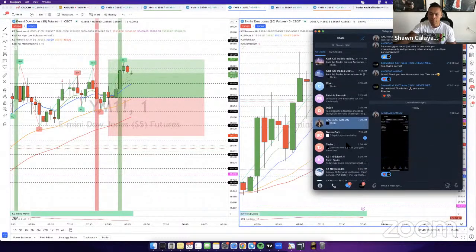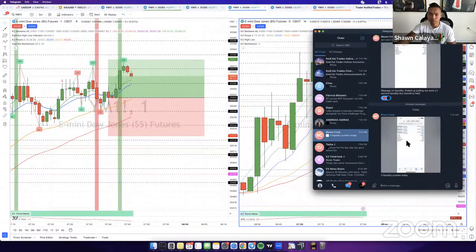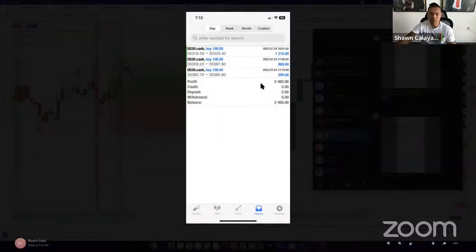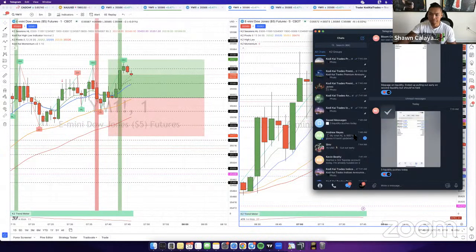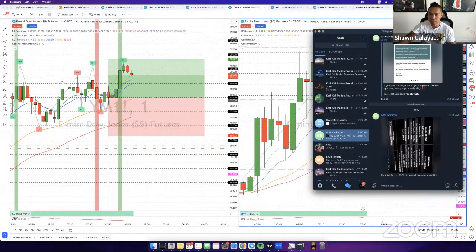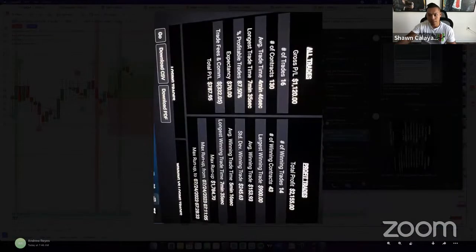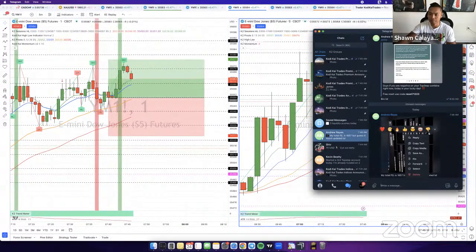And we have Paul over here. Paul took 3 liquidity pushes, all full TPs, total profit of 2,460 for the day. Nice work, Paul. All right, guys, so you guys killed it. You guys did pretty good today. It's a lot of profits. We've got Andrew over here as well. Andrew locked in a total profit of 2,155 for the day with a profitable trade. Nice work, Andrew.